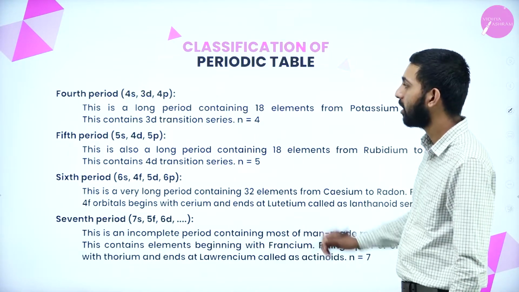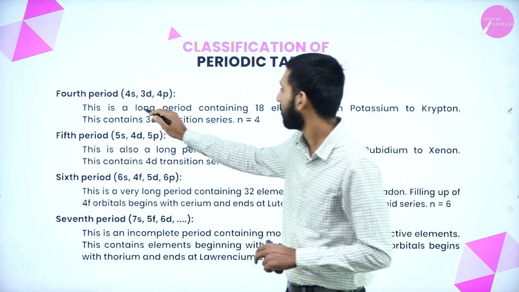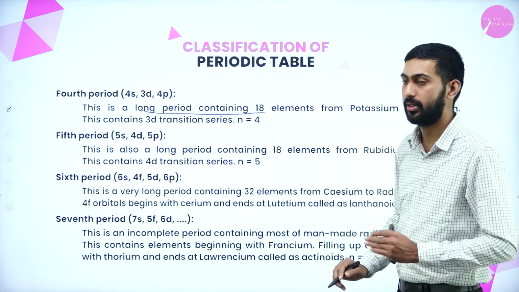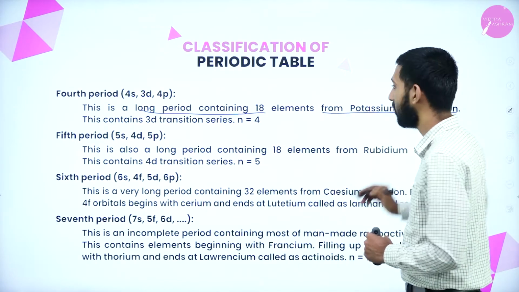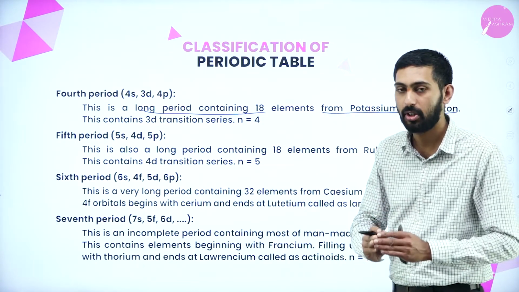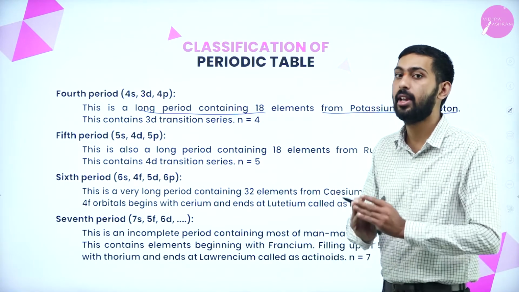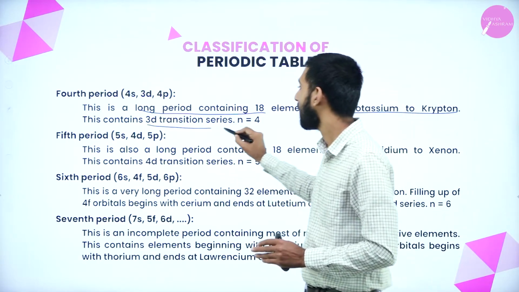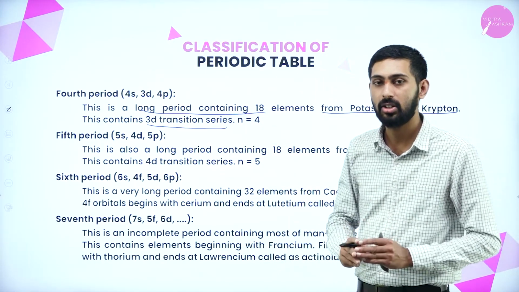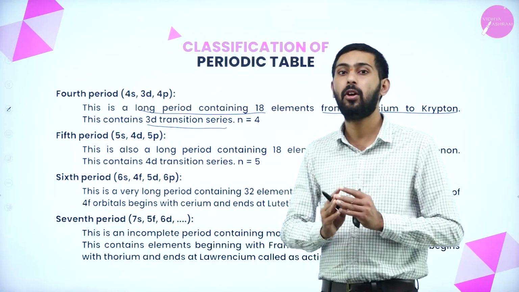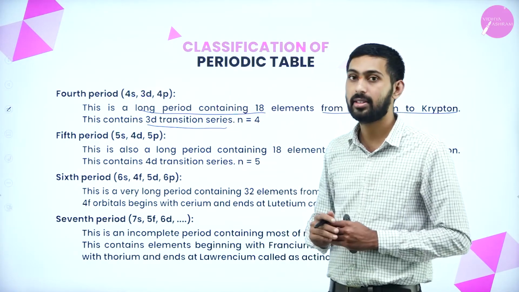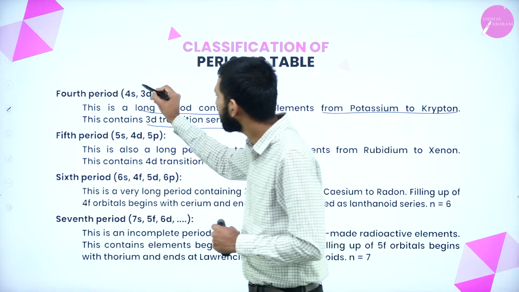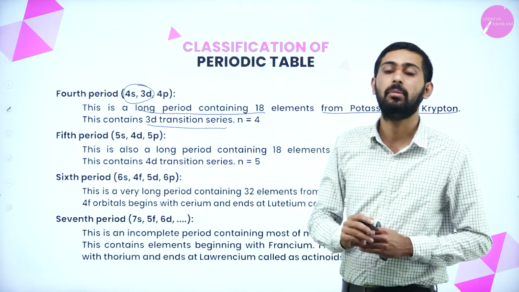Next thing is the fourth period. This is a very long period containing 18 elements, from potassium to krypton. This is called the 3D transition series. 3D transition series means they are called D block elements. Here you see 4s and 3d elements are there. So we can say that it is D block elements.